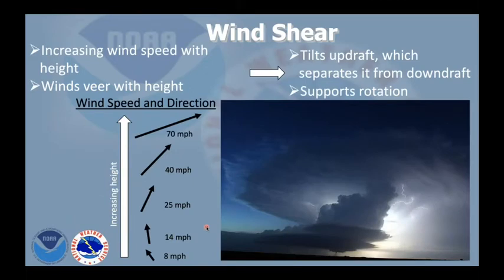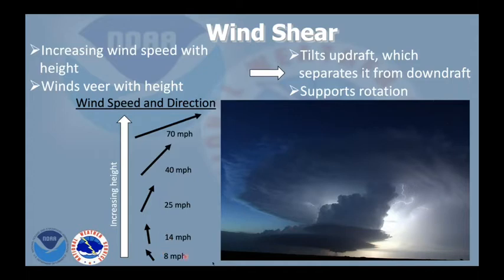So wind shear is important to separate the updraft and the downdraft, and that will keep the storm rotating and then keep the storm formed.